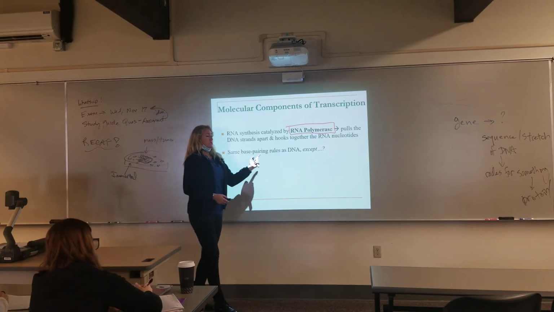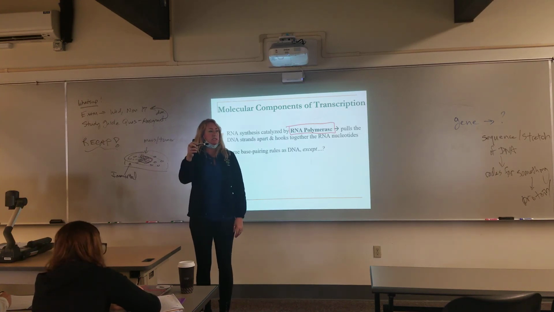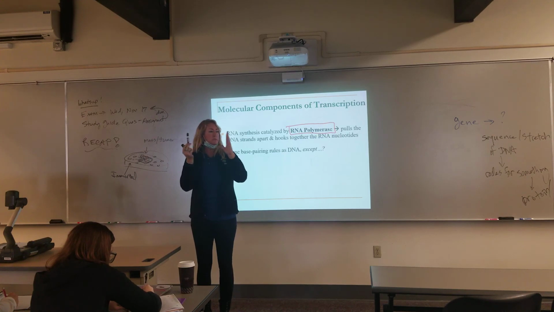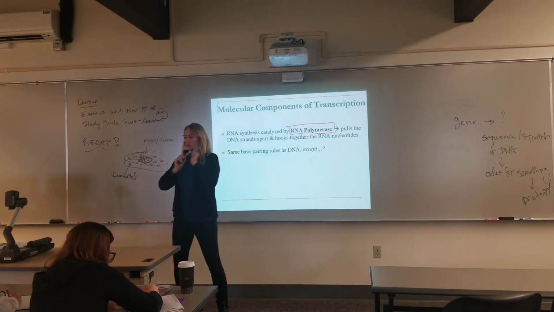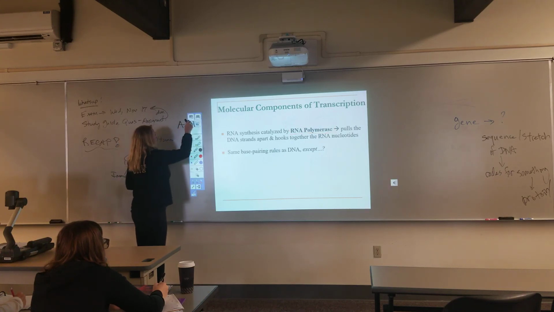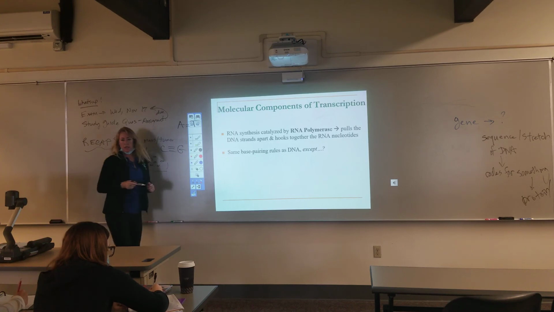Same base pairing rules as DNA. So base pairing being which purines or pyrimidines, the nitrogenous bases, pair with which ones. Remember, they've got a specific way that they pair, they make those hydrogen bonds with each other. A goes with T, C goes with G, yes?